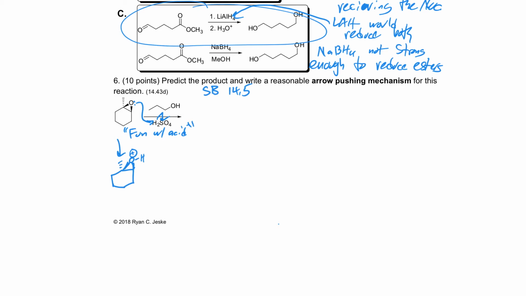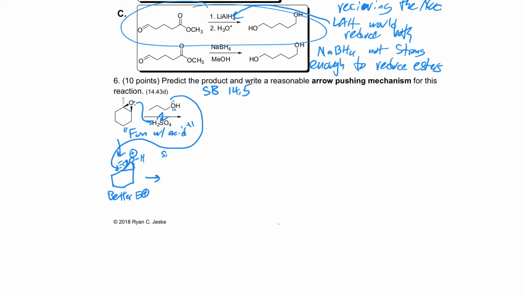So now we've protonated our epoxide. We have a better electrophile. We can take our weak nucleophile. This is a weak nucleophile. It reacts better with a protonated epoxide than it does with a neutral epoxide. So now we can take the weak nucleophile, we can use it to ring open on the more substituted side.